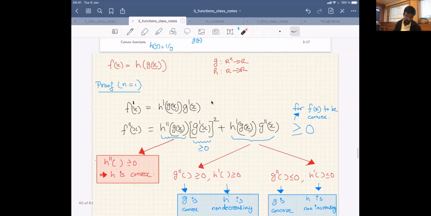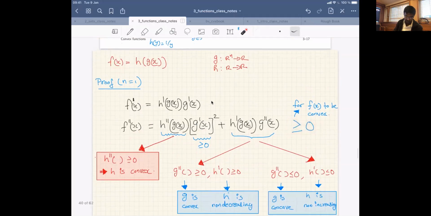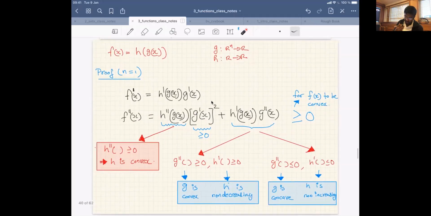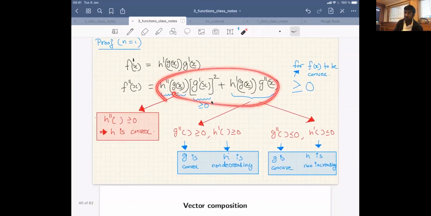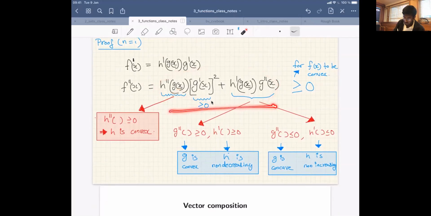So we know that f is convex when the second derivative is greater than or equal to 0. So for my f to be convex, this guy has to be non-negative, greater than or equal to 0. Now we are going to check when this guy is non-negative. This is a square, so that will always be greater than or equal to 0.